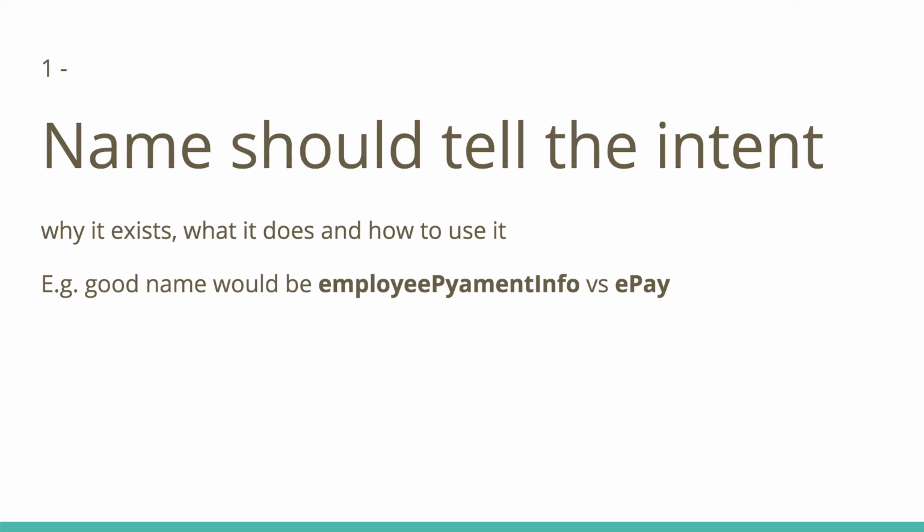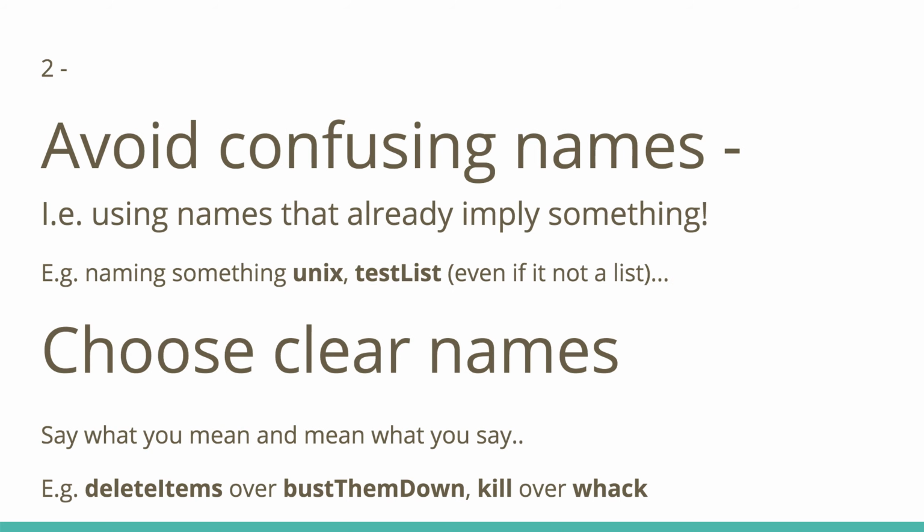So names should encode the intent. Like why does this variable exist, what it does, and how to use it. So if that information is not in the name, then the intent is not in the name. So you should use names that clearly specify the intent of what it is, right? So instead of using e-pay, you could use things like employee payment info. So it tells you that it's an employee. The letter E doesn't tell you anything. So use good names that tell you the intent of why it exists, what it does, and how to use it.